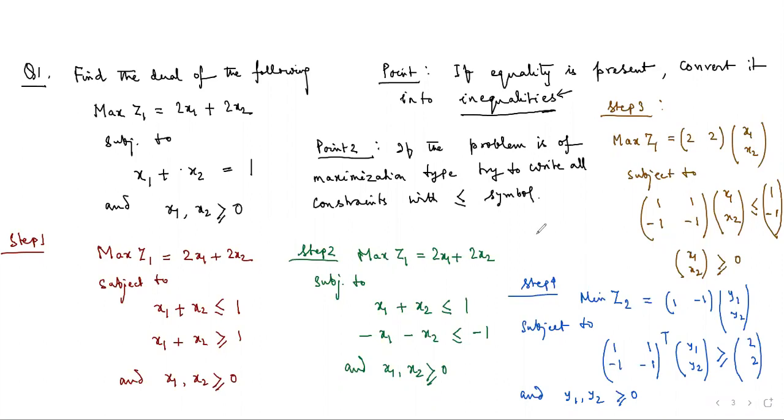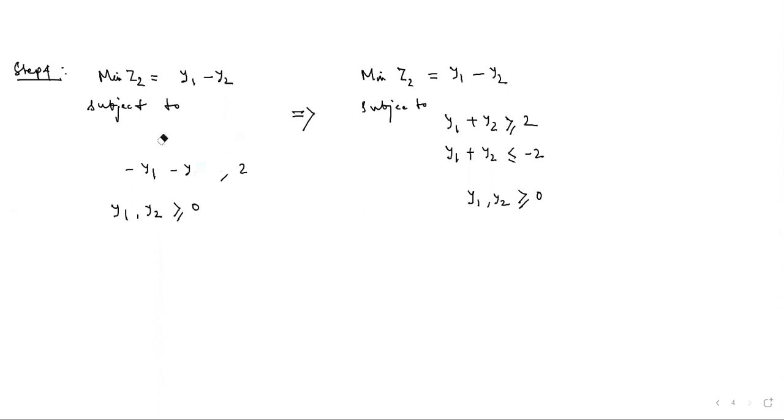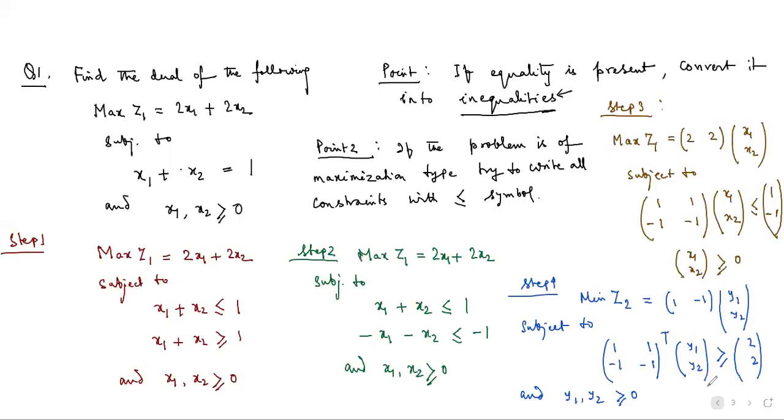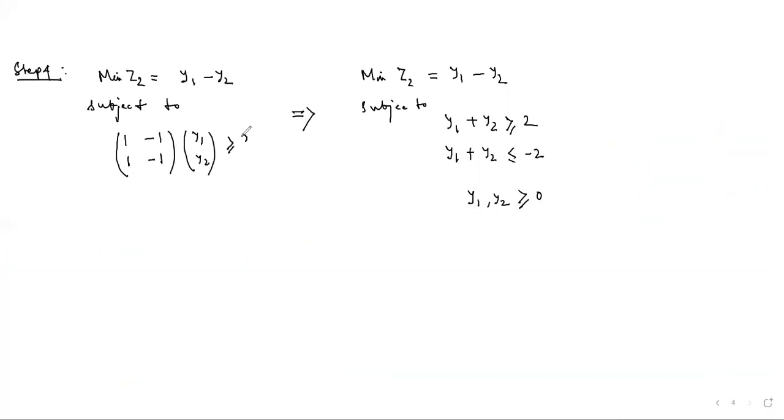Oh, one thing I missed. Just a minute. I felt some doubt in my mind. I felt that there might be some mistake. I have to consider the transpose of this matrix, you see. So here I'm going to make a little change. The transpose of the matrix, what does it give? The matrix will be written as 1, 1, minus 1, minus 1. Okay, in this manner. And then you multiply. Sorry, that was the mistake. It seemed something was missing over here. So greater than or equal to 2. And y1, y2 greater than or equal to 0.